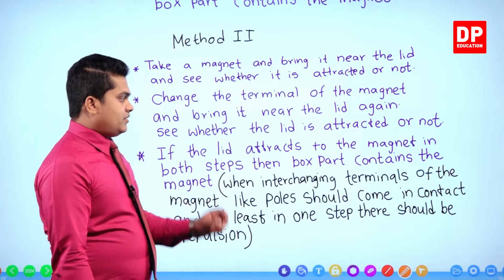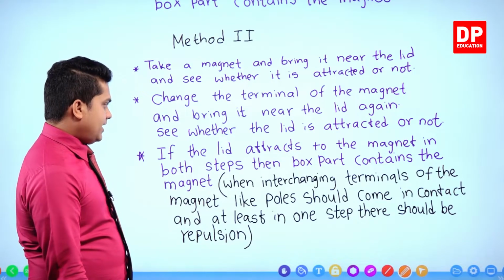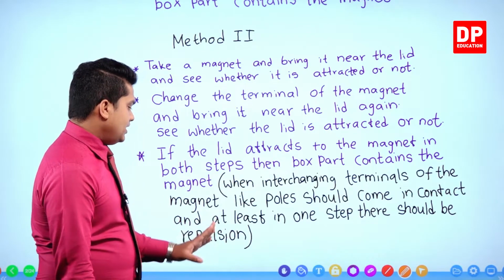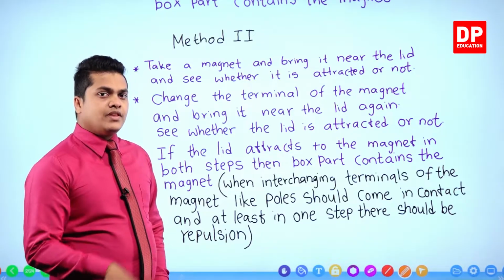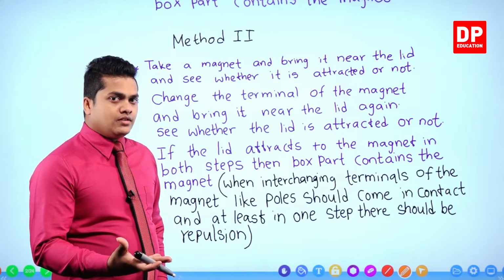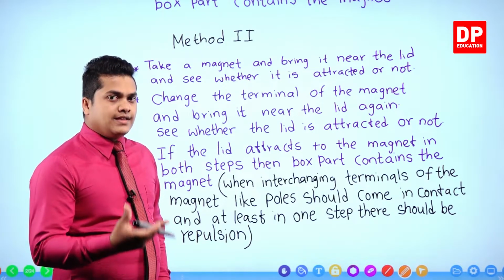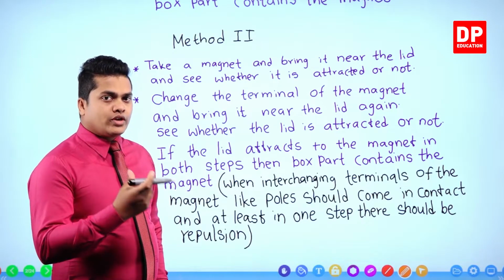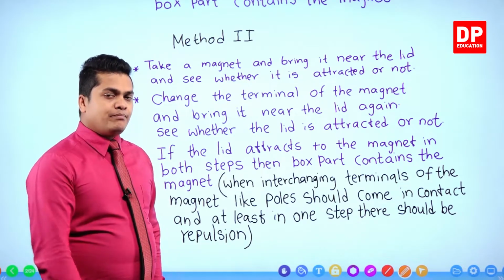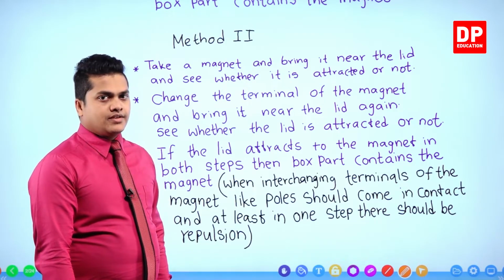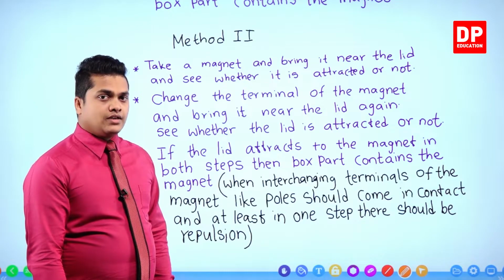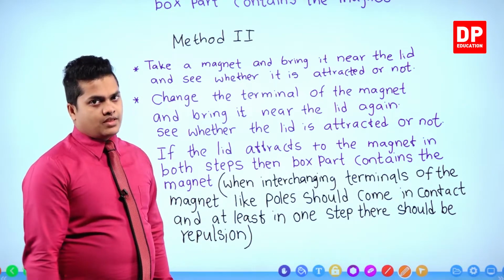So when interchanging the terminals of the magnet, like poles should come in contact, and at least in one step there should be repulsion. So if the repulsion is not occurring, then that part does not contain the magnet. If the repulsion is occurring, then that part definitely contains the magnet. So this is the way of identifying the magnet by using the second method, right?